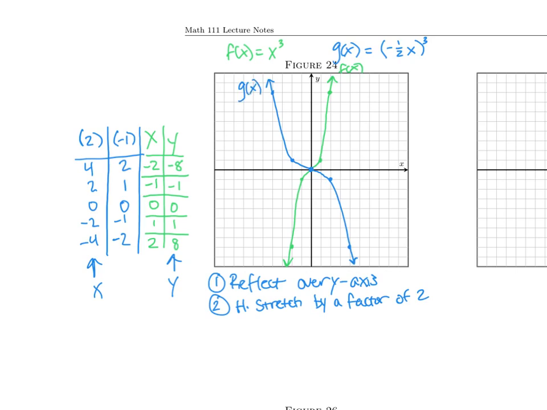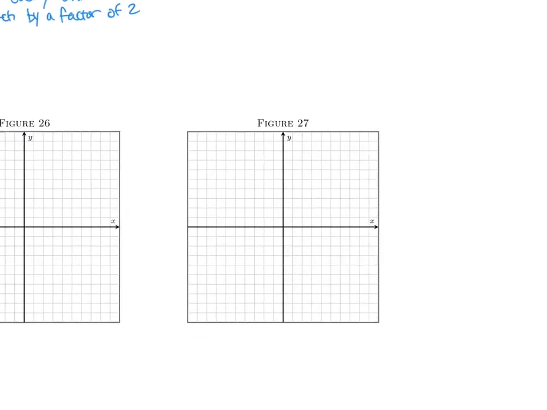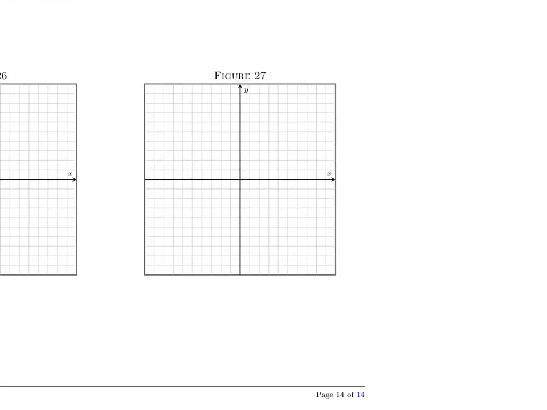So this is what our transformed graph looks like when all of this is happening to our x values, or is happening horizontally. But what happens if it's happening vertically? Let's take a look at our very last problem. And again, I promise there is a difference: g of x is equal to -1/2 times x cubed.